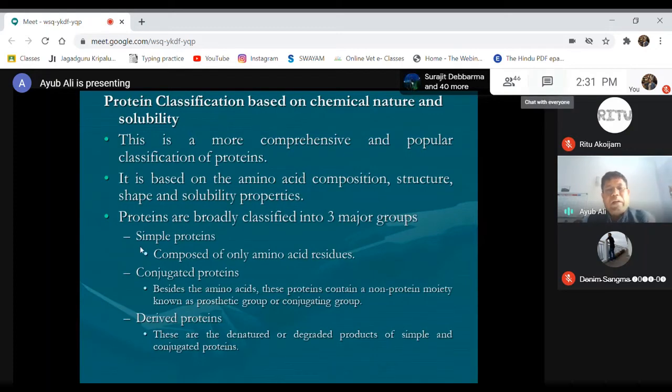Okay, so these are the denatured or degraded proteins of the simple and the conjugated proteins. In the case of the lipids, we have seen that when the simple lipids and the compound lipids are degraded, if the degraded product has the properties of lipids, we call it the derived lipids. Like that, when the simple proteins and the conjugated proteins are degraded, the product formed we classify as the derived proteins.